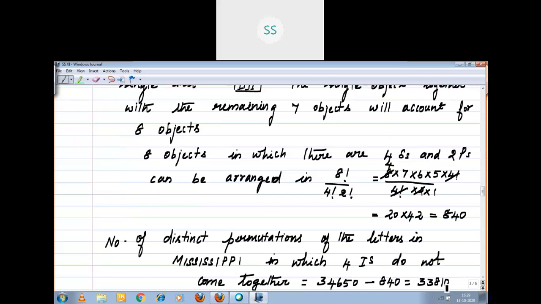We had a total. From that you have to subtract 840. You will get the result they are expecting. Right? 34650 minus 840 equal to 33810. When 4 I's are together the number of permutations is 840. But we need 4 I's not together. That 840 you have to subtract from the total. You arrive at the result as 33,810. Thank you, children.